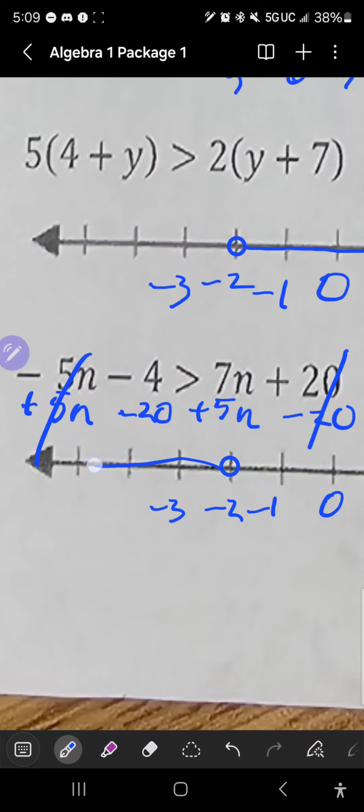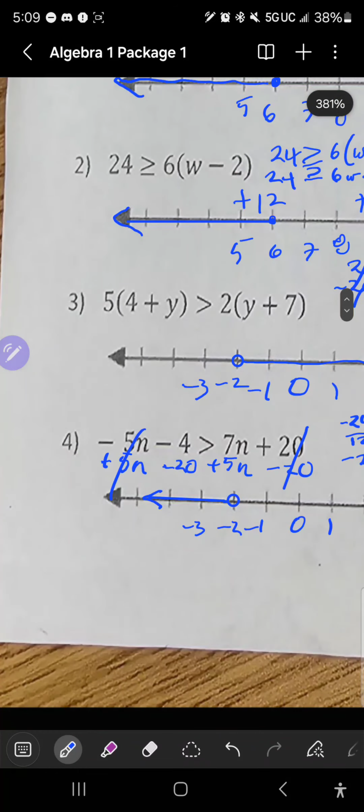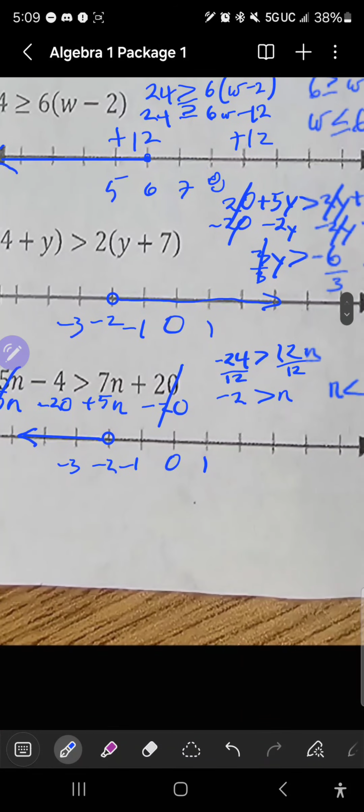Oops. Yeah, oops. Better. And this is our visual representation.